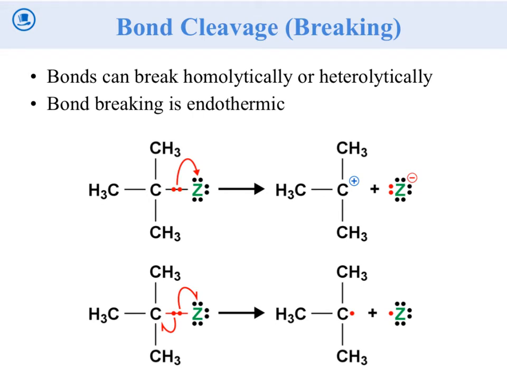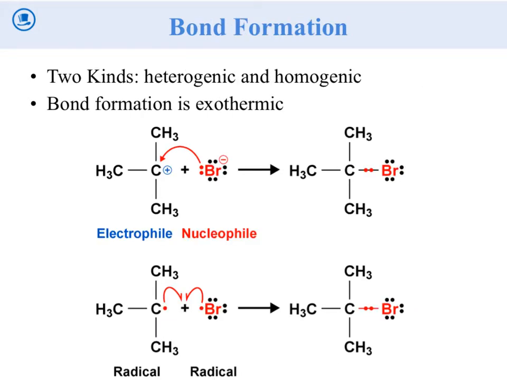Bonds can break two ways: homolytically, one electron at a time, or heterolytically, two electrons moving at a time, the double-headed arrow. This is what we're going to focus on right now. Bond formation, again, we're going to focus on the hetero bond formation. A lone pair is moving, double-headed arrow. Not worried about the other so much. An electrophile is electron deficient. A nucleophile is electron rich.